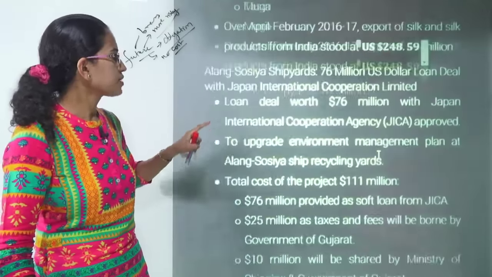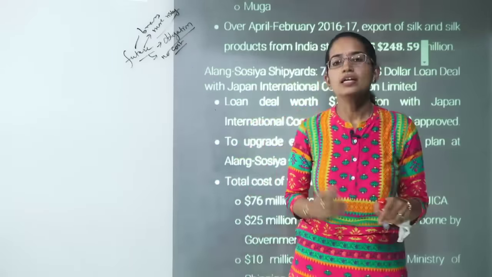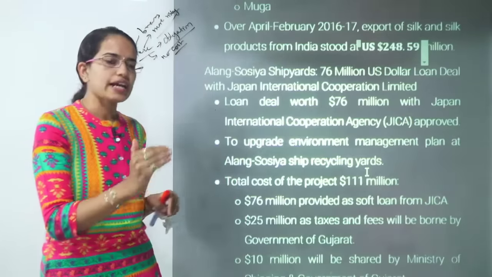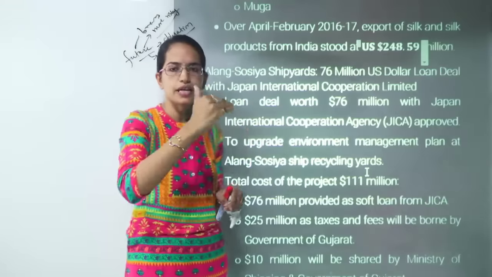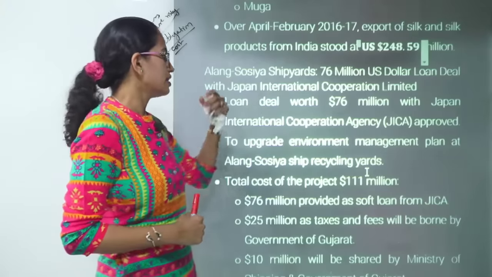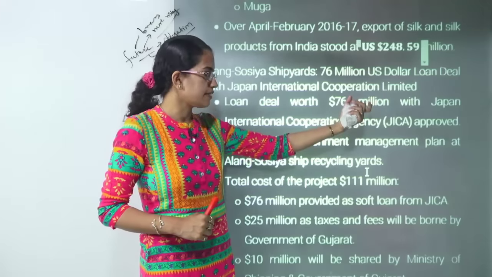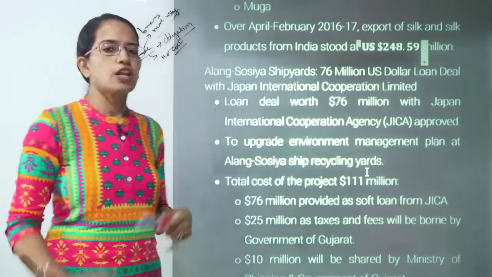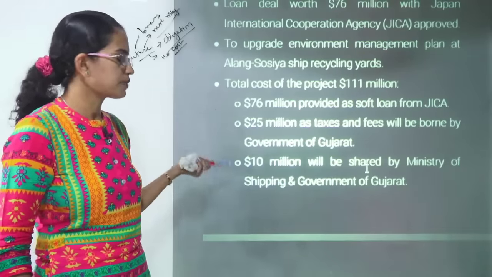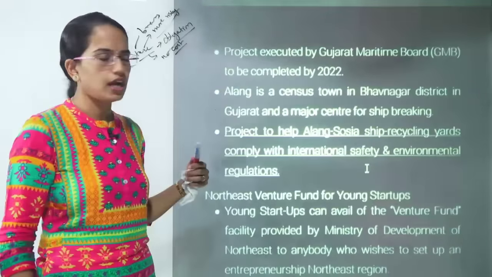And the next is Alang Sosiya Shipyard. Now Alang lies in Bhavnagar district in Gujarat. It is one of the major ship breaking industries, and the idea is to bring the ship breaking industry at par with the international safety levels. For that, the Japan International Cooperation Agency has done a loan deal of nearly $76 million. Along with that, Gujarat government would be spending $25 million and Ministry of Shipping would be sharing $10 million for the basically revamping of the Alang shipyard.